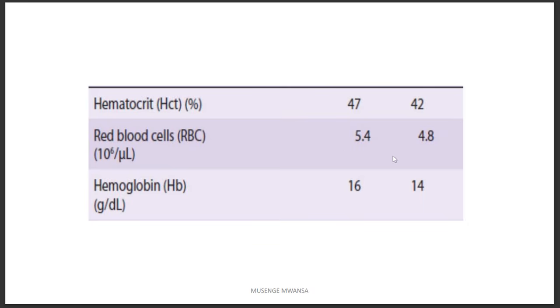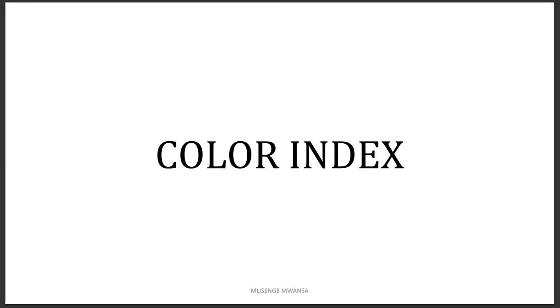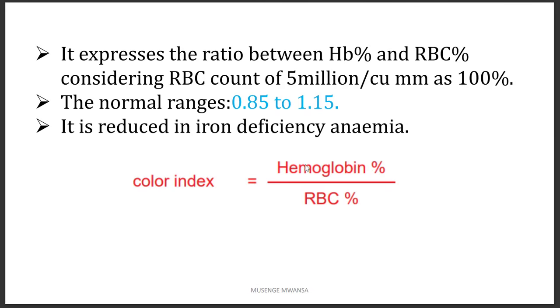We need to know these values so that we are able to determine if the value that we find in a patient is correct or is within the normal range, or the patient is suffering from a certain condition. So let's start with color index, talking about now the blood indices. Color index is simply the ratio of hemoglobin concentration to red blood cell concentration. This value is a value between 0.85 to 1.15.